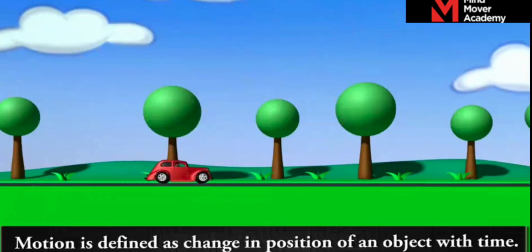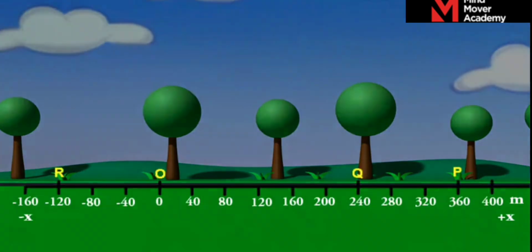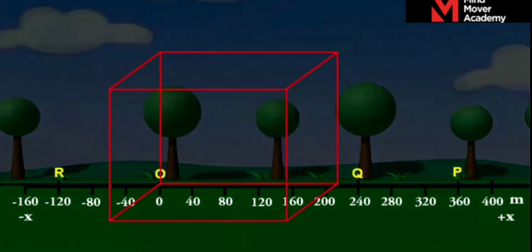Motion is defined as change in position of an object with time. In order to specify position, we use a reference point and a set of axes.